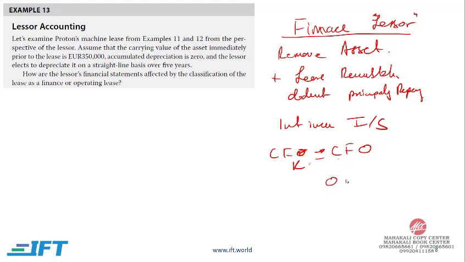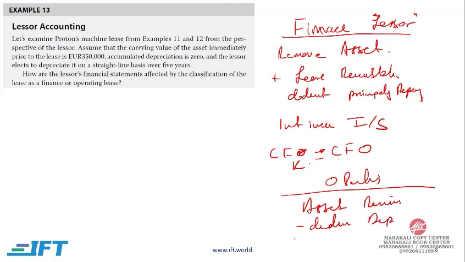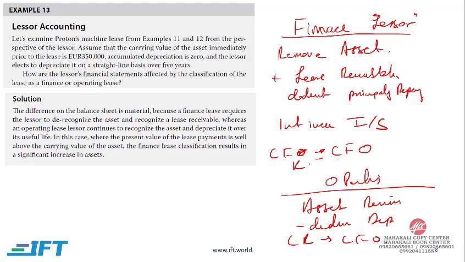And if it is an operating lease, then the asset will remain on the lessor's balance sheet and will be reduced by the depreciation, and any cash receipt would again be reported in your cash flow from operations. Here again, the difference on the balance sheet is material, because a finance lease requires the lessor to derecognize the asset and recognize a lease receivable, whereas in an operating lease the lessor continues to recognize the asset and depreciate it over its useful life.